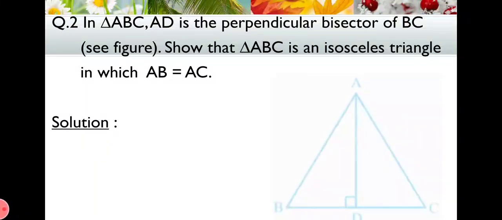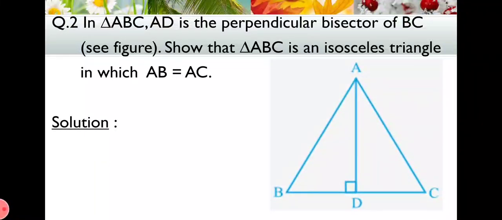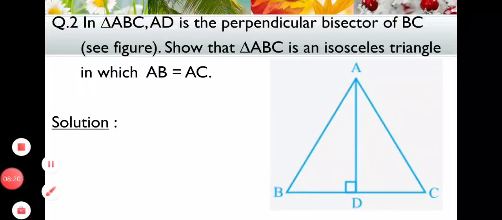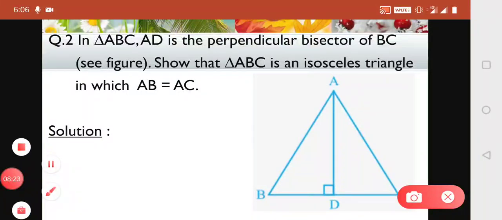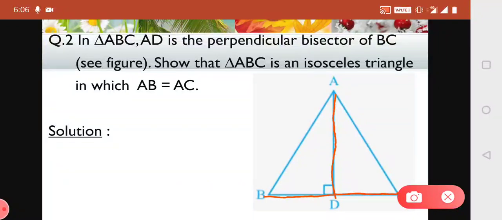For solution, given. Before writing the given, let's see the figure. According to the question, it is given that in triangle ABC, AD is the perpendicular bisector of BC. Perpendicular bisector means it divides BC into two equal parts, that is you will get BD equal to CD, and with that you will get both the angles as 90 degree, that is angle ADB is also 90 and angle ADC is also 90.